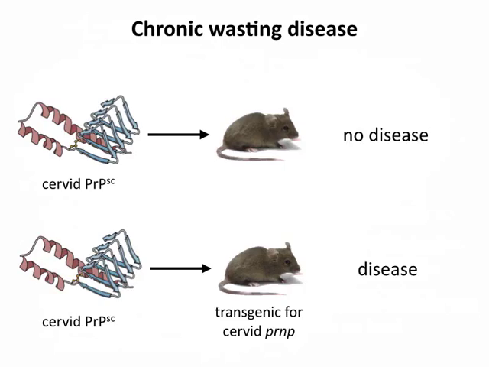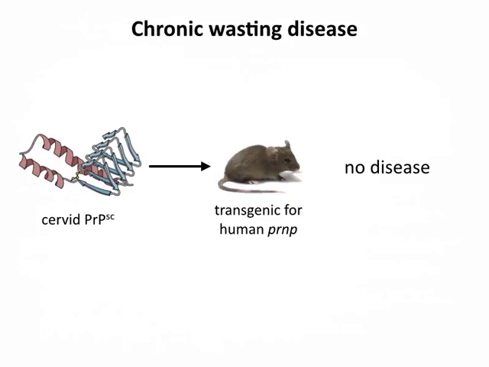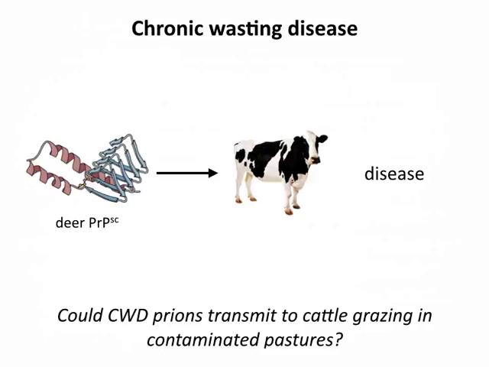However, if you take cervid PrPSc, and you can validate this, infect them into transgenic mice that have human PRNP, there's no disease. So you may think, well, this tells us that chronic wasting disease is not a threat for people, right? The problem is, if you take the deer or cervid PrPSc and infect a cow, you get TSE, you get a disease. So the concern is that the deer are in the same areas as the cows. Deer certainly jump over the fences that surround cow herding areas, and they can contaminate the pasture, and the cows can acquire this infection.